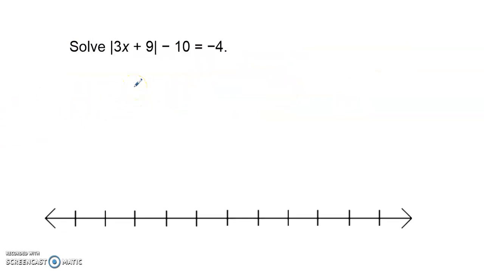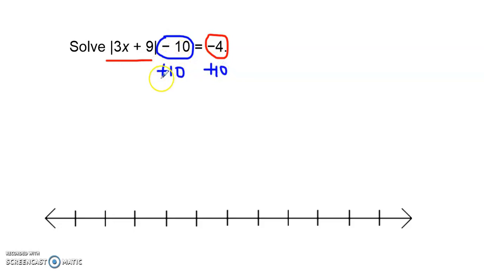Alright, we're getting a little trickier here. So we've got a negative 4, but we need to get our absolute value alone on this side. So in order to do that, we've got to get rid of this negative 10. We've got to put it on the other side. And the way to do that is to cancel this out by adding 10 to both sides.